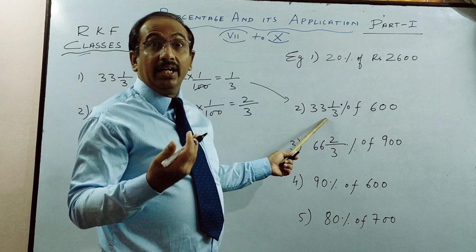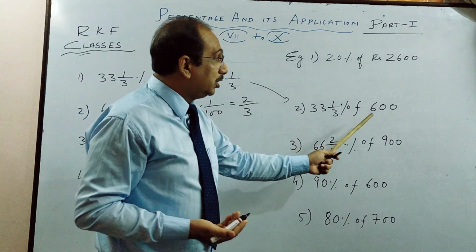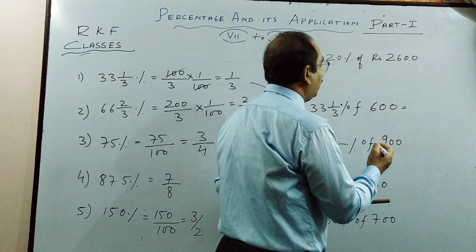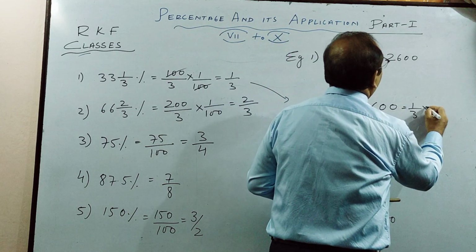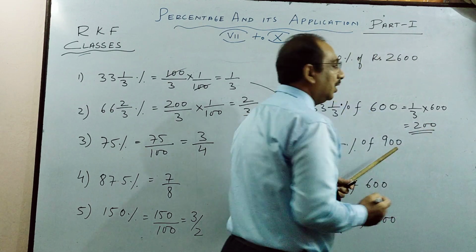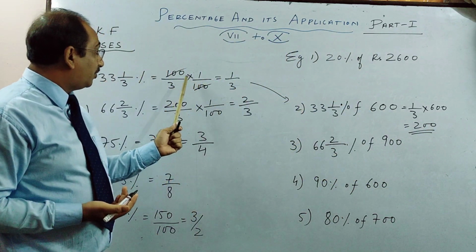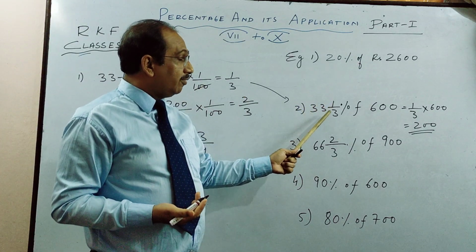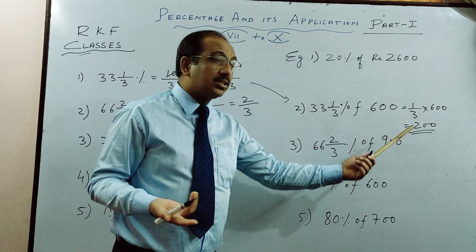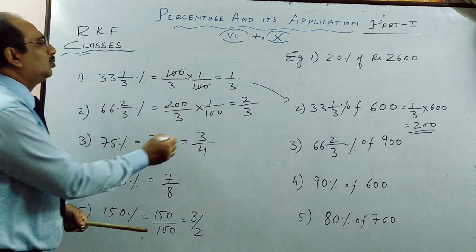It would look very difficult to you, so imagine this is nothing but 1/3. Divide 600 into 3 parts. What is 1/3 of 600? It will be 200. It's so easy. Generally, you would go this way: 33 1/3 percent, then put it over 100. But remember, as a fraction it is 1/3. Next, 66 2/3 is nothing but 2/3.